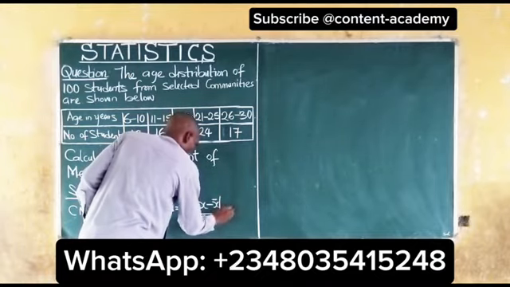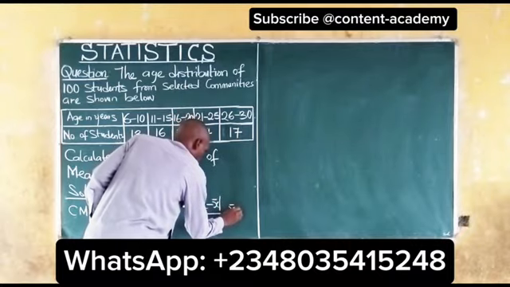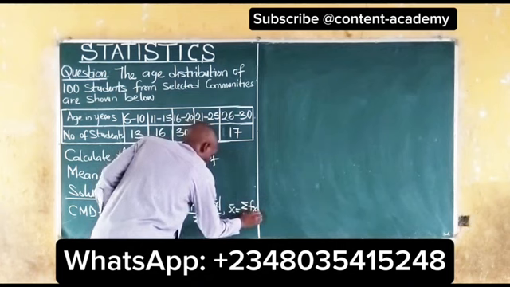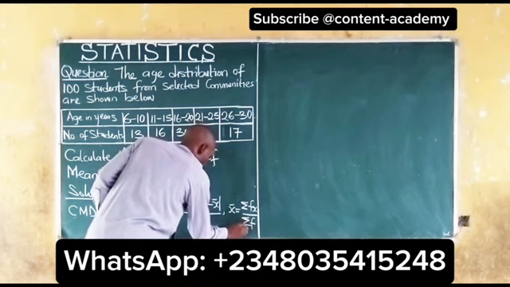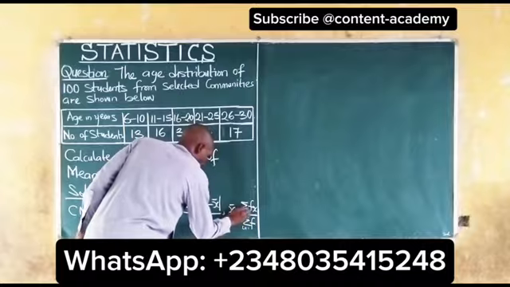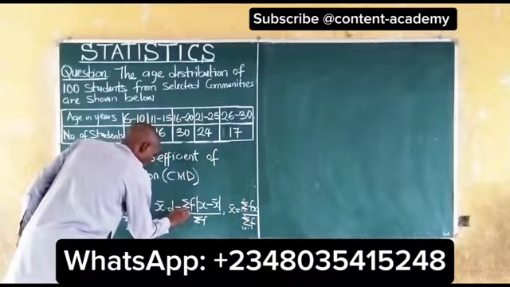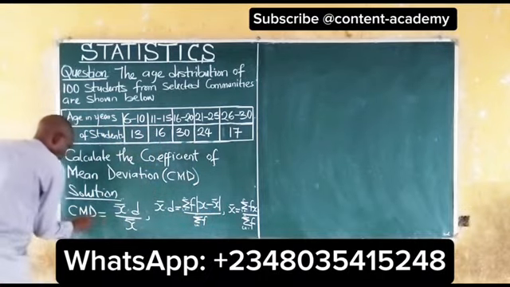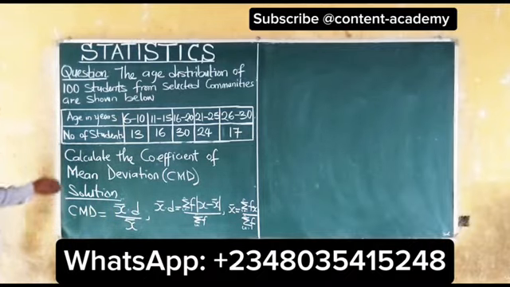And we also know that our mean is equal to summation of f x all over summation of f, as i runs from 1 to n. The same thing is applicable here. So this is what we have to compute.